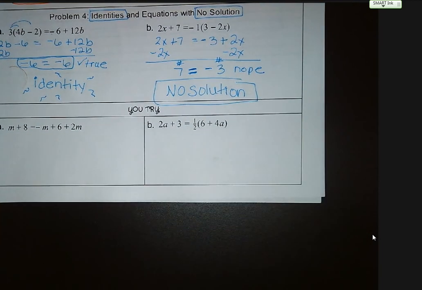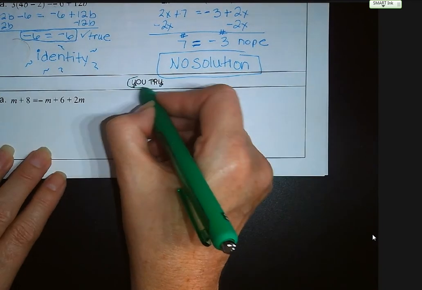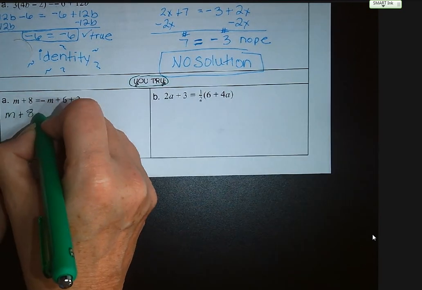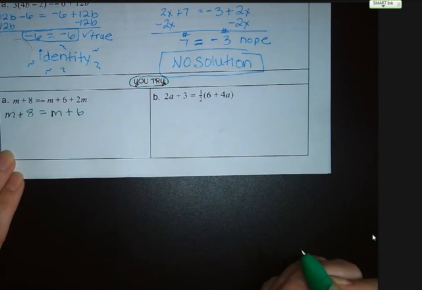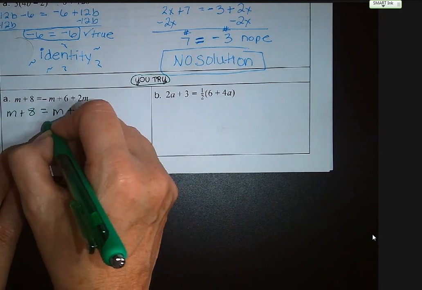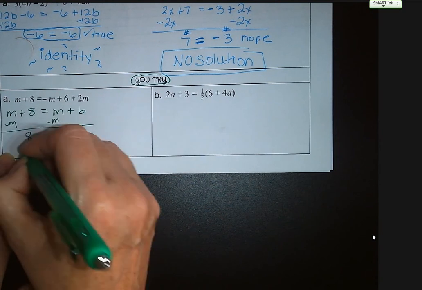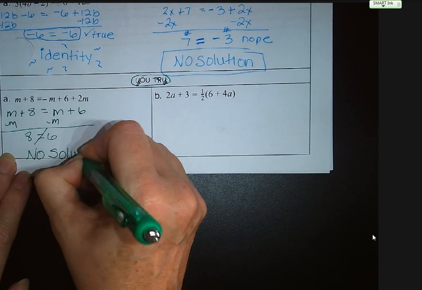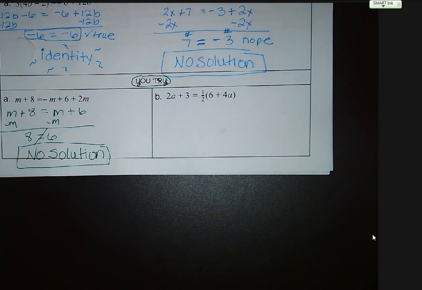All right, now I want you guys to try letters A and B and come back. Or not. So we have m plus 8 is equal to m plus 6. Subtract m from both sides. 8 is equal to 6. That is not true. So it is no solution. You must write the words no solution. Don't get lazy.